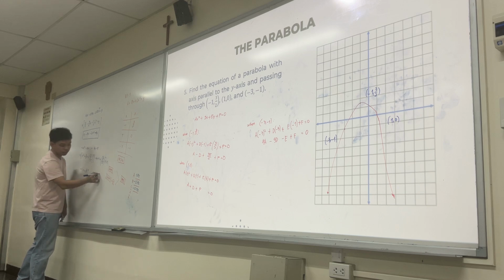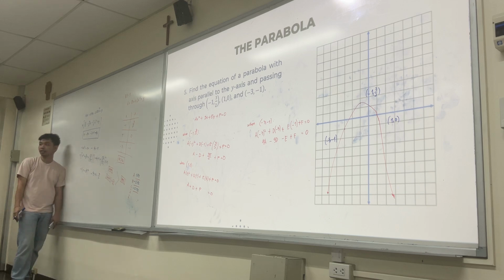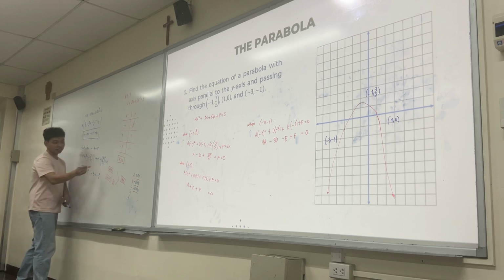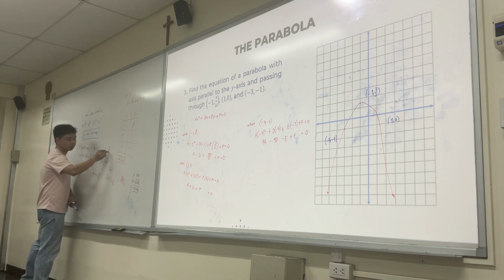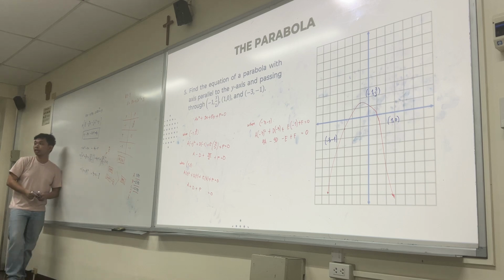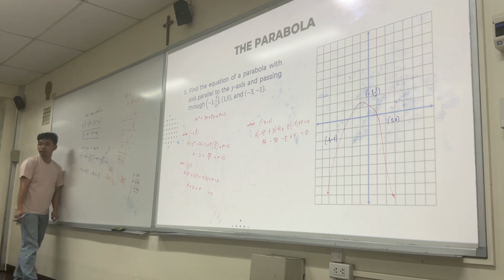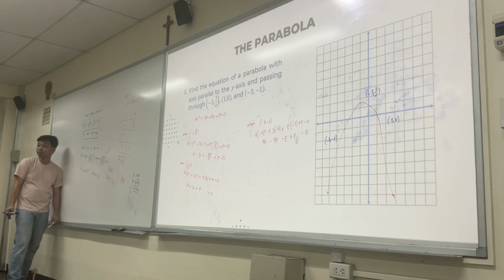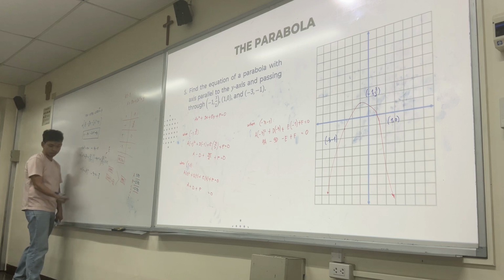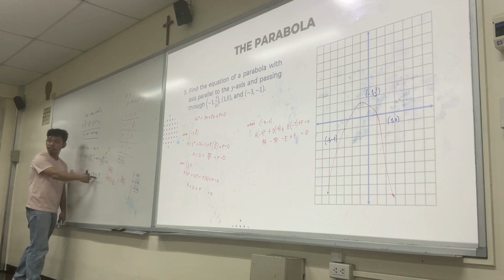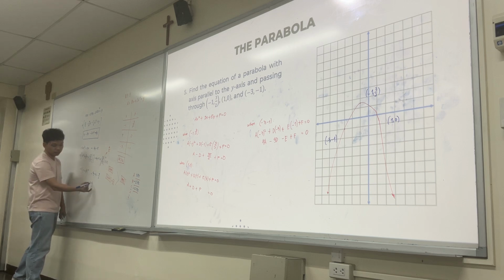Negative 9 over 2. Again, this is just simply what? 9 over 4 times 2, 9 over 2. Okay? Simplify this one. Negative 9 over 8. 9 over 2 is 4.5. 4.5 plus 5 is 9.5, or that is 19 over 2.